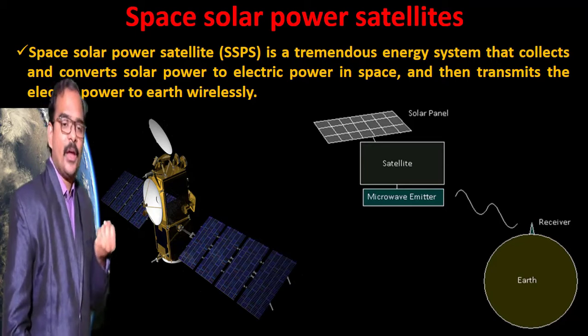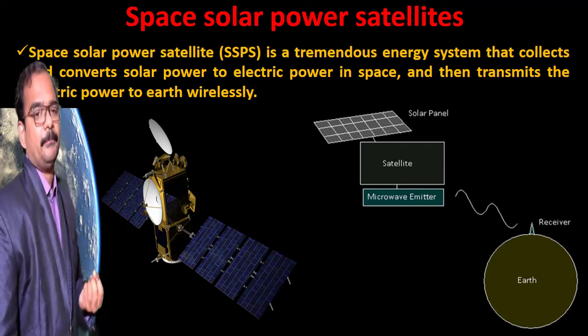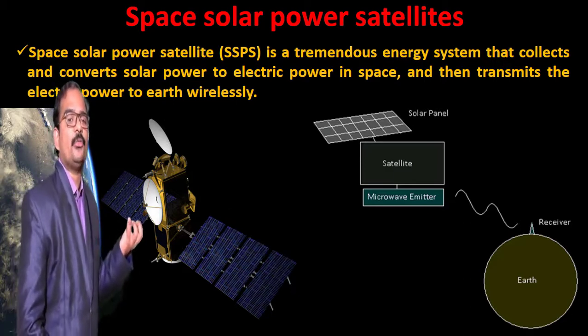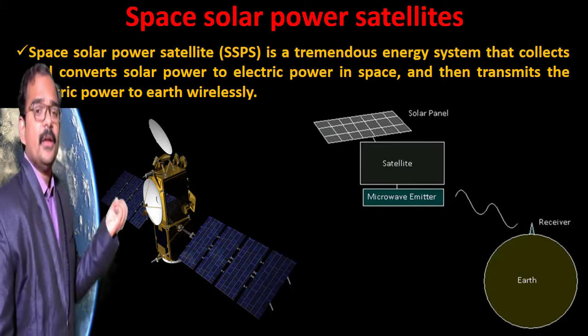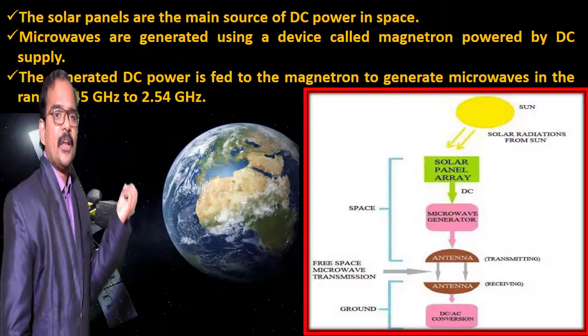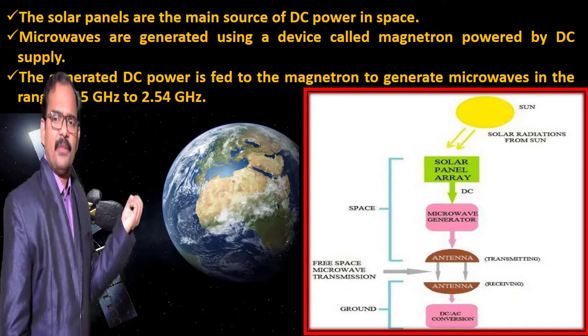As well as, there is no environment and there are no clouds in space. And thereby you can generate a constant amount of electricity 24/7. So it's a very big thing. But how can we generate that? The simple concept is that solar panels are the main source of DC power in space.